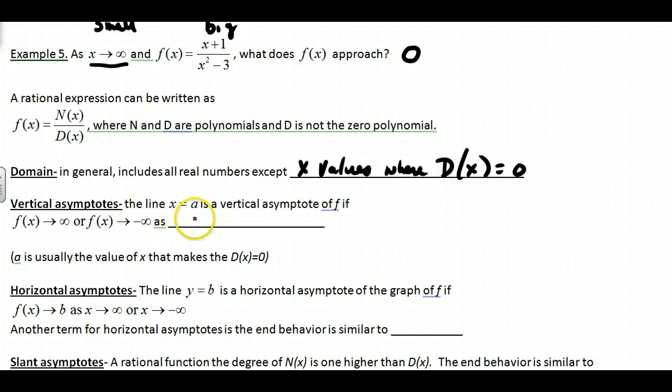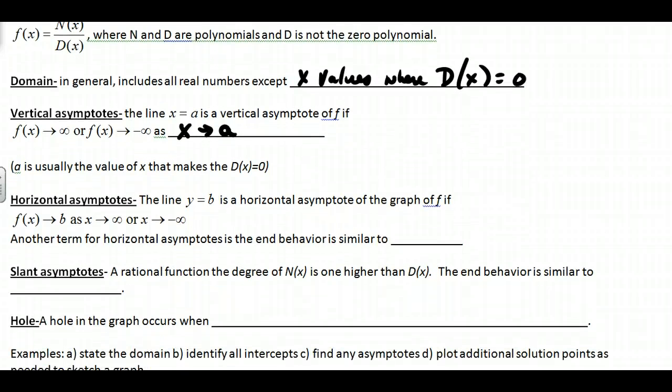And so the line x equal to a is a vertical asymptote of f if f approaches infinity or f approaches negative infinity as x approaches a. And then we have a vertical asymptote. And so if we're dividing by 0, that is where that's going to happen.